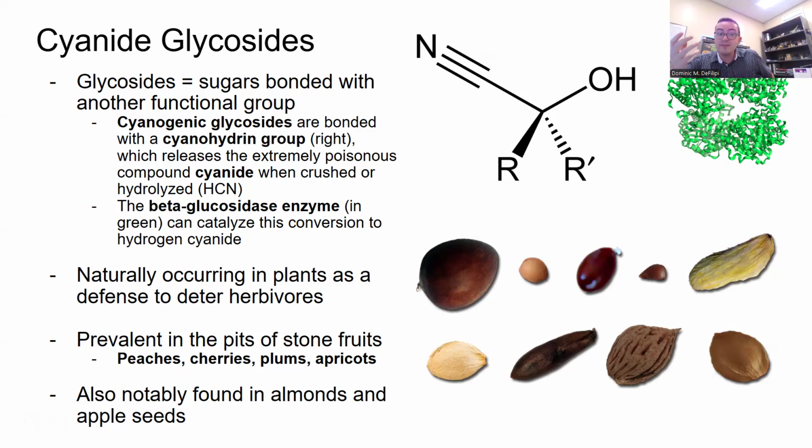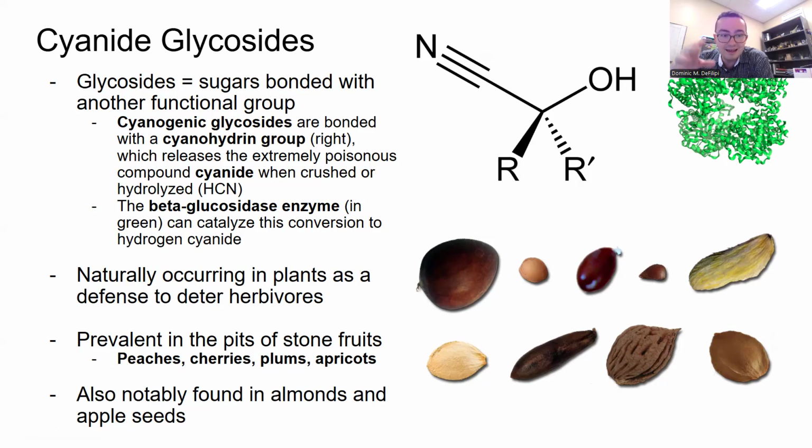Cyanide glycosides naturally occur in plants as a defense to deter herbivores. So again, plants can't run away. So what do? They produce a poison. And they are prevalent in the pits and stone fruits of very, very commonly eaten fruits, such as peaches, cherries, plums, apricots, even in almonds and apple seeds. You might recall your parents telling you not to eat apple seeds. That's why. They do contain compounds which could be converted into cyanide if ingested too many of them.